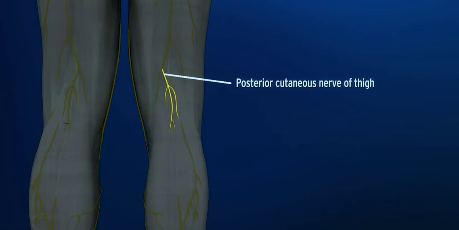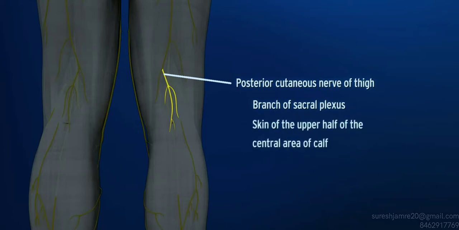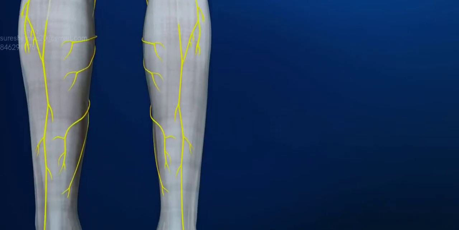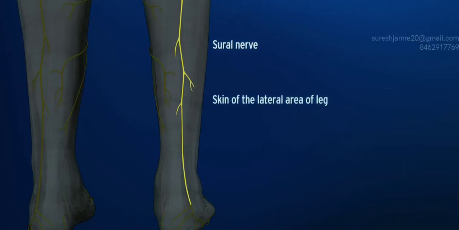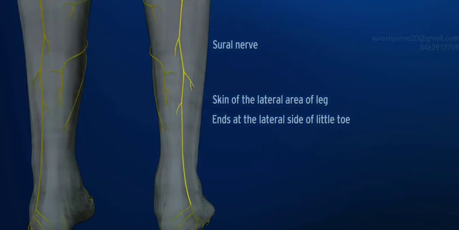Posterior cutaneous nerve of thigh, a branch of sacral plexus, supplies the skin of the upper half of the central area of calf. Sural nerve, branch of tibial nerve, joins the sural communicating nerve and supplies the skin of the lateral area of leg and ends at the lateral side of little toe.